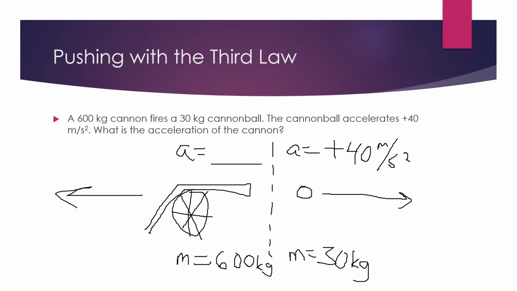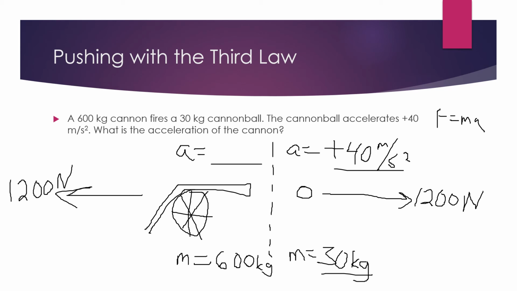Wait a minute, I don't get the force. Oh, take a look at this. On the right side, I have the mass and the acceleration. If I multiply the mass and the acceleration, F=ma, I can get the force. 30 times 40 is 1,200. If the cannonball is pushed to the right 1,200 newtons, that means the cannon is pushed left 1,200 newtons.